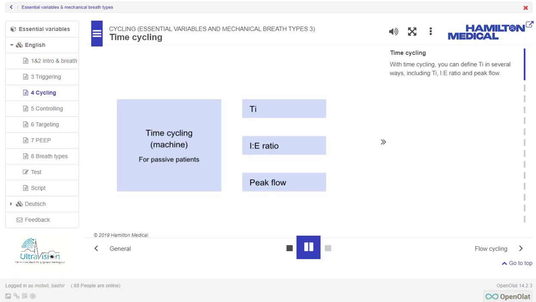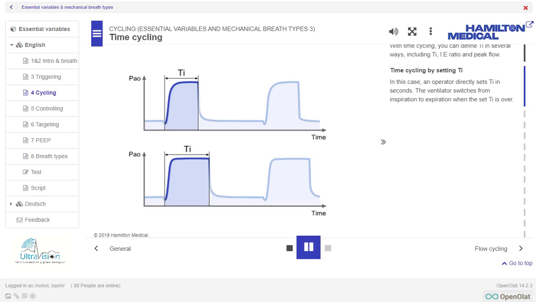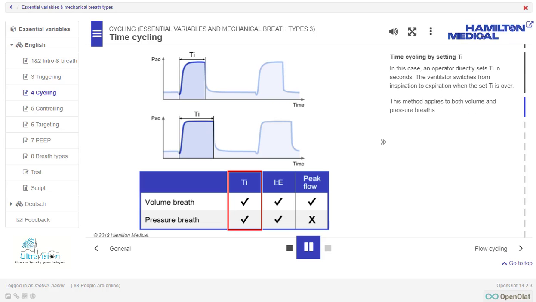Time cycling. With time cycling, you can define TI in several ways, including TI, I/E ratio and peak flow. Time cycling by setting TI. In this case, an operator directly sets TI in seconds. The ventilator switches from inspiration to expiration when the set TI is over. This method applies to both volume and pressure breaths.